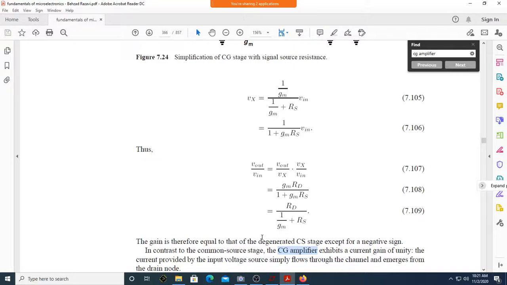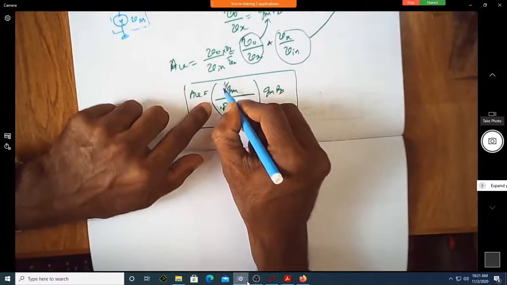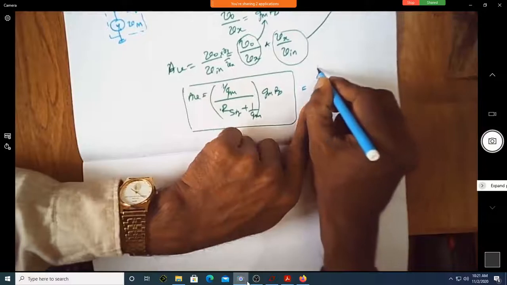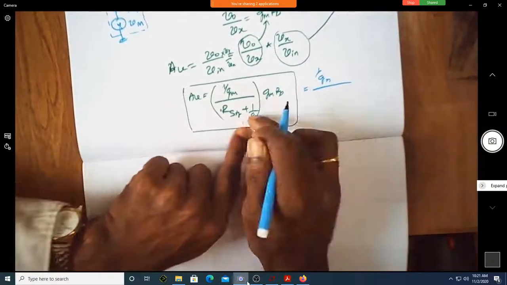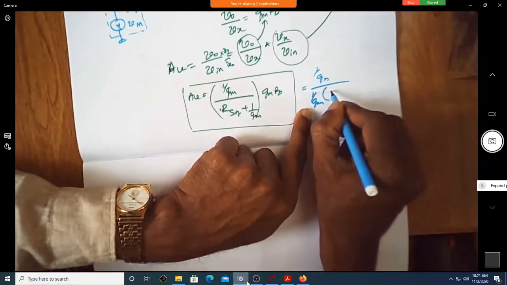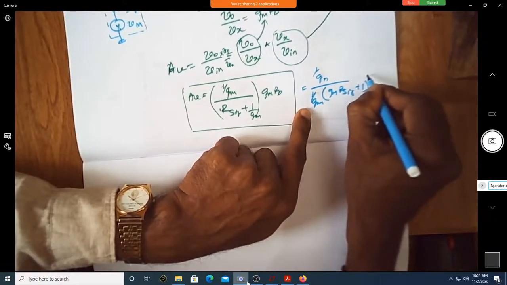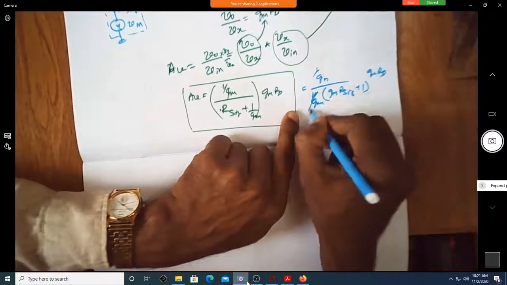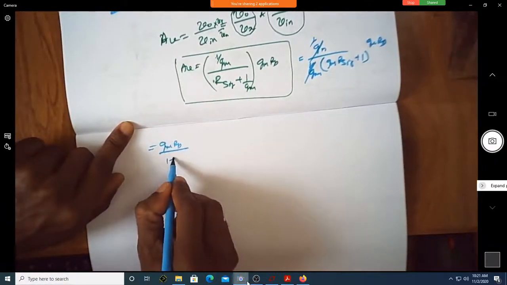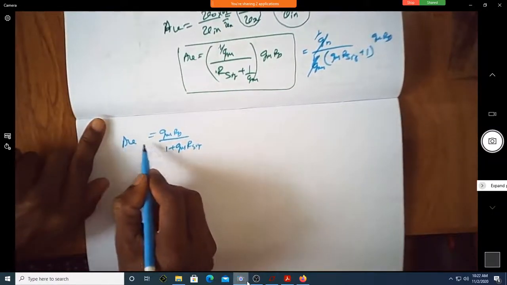So let me also give you that expression. Can I rewrite this, of course, with 1 over Gm, you just retain it as it is. Let me take out 1 over Gm outside. Is this 1 over Gm into (R signal plus 1 over Gm) times Gm into Rd? So do you end up with now Gm Rd by 1 plus Gm into R signal? Yes sir, this is Av.